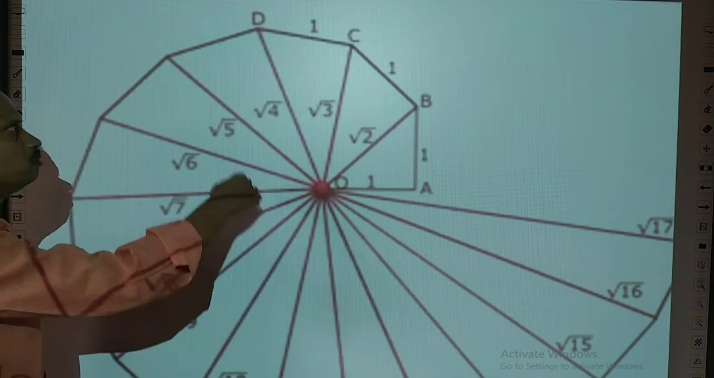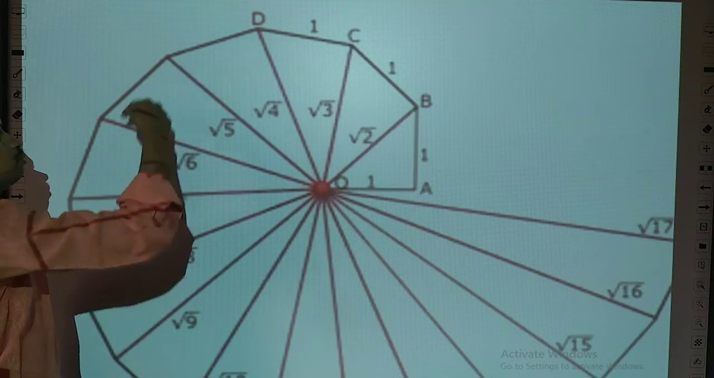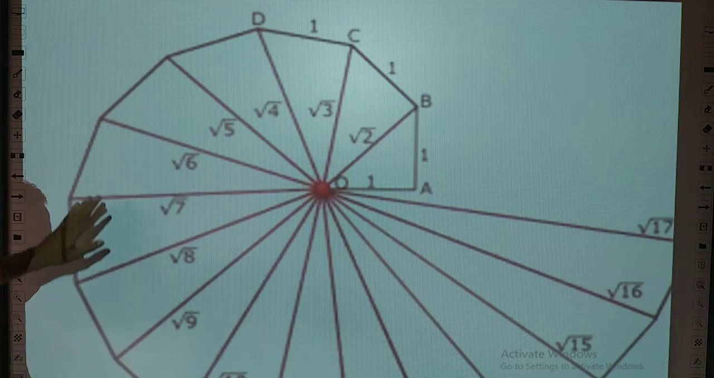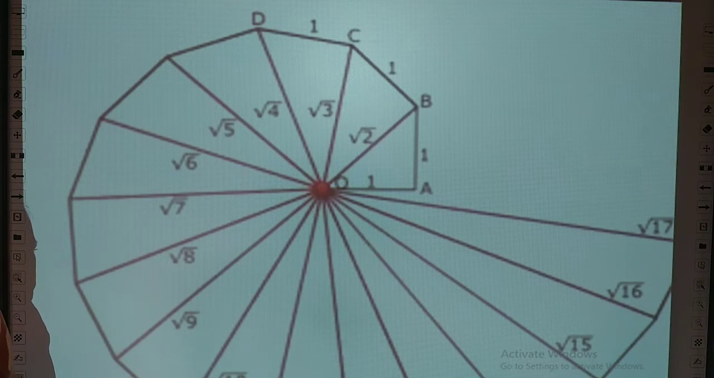Likewise, if you proceed by taking 1 unit perpendicular, the perpendicular line which is 1 unit measure, then you can get up to root 17. Is it clear?